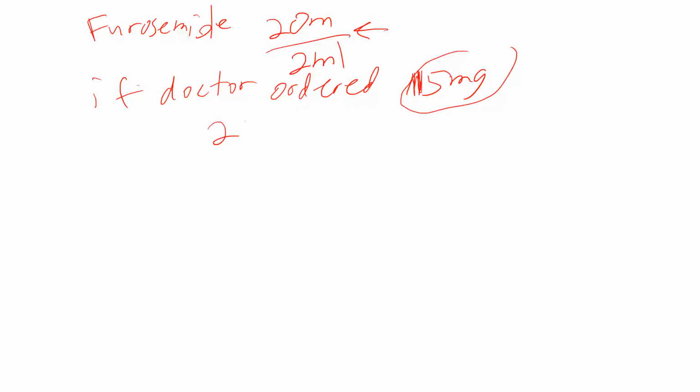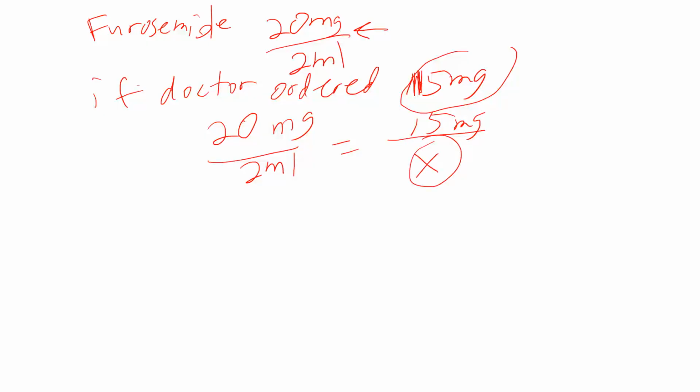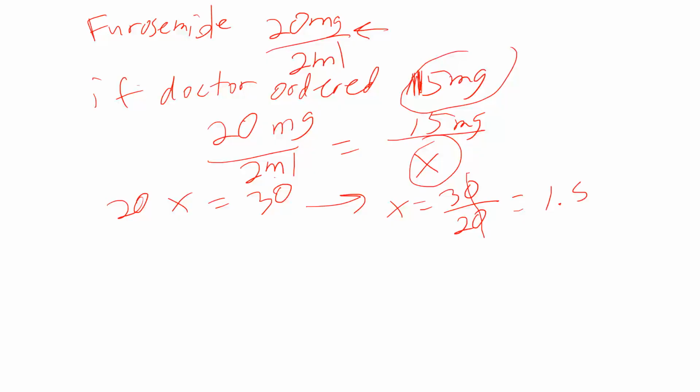All you have to do is make it a proportion: 20 milligrams per 2 mils equals, put the 15 milligrams on the top, and this is what you want to find, and that's milliliters, because this is milliliters. So that's 20x equals 15 times 2, which is 30. So x equals 30 over 20. You can cancel the zeros. 3 over 2 is 1.5 milliliters. So that means 1.5 milliliters of this gives you 15 milligrams.